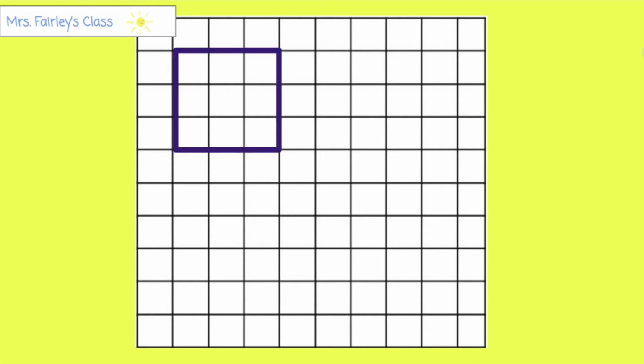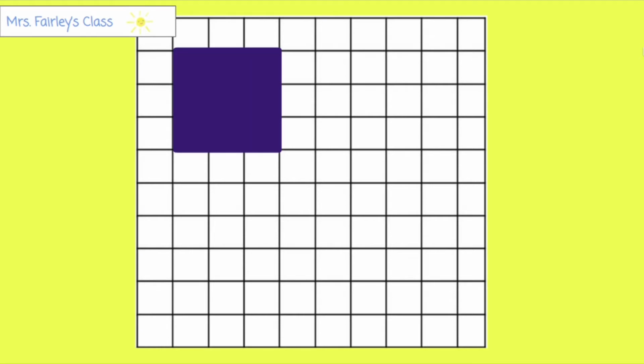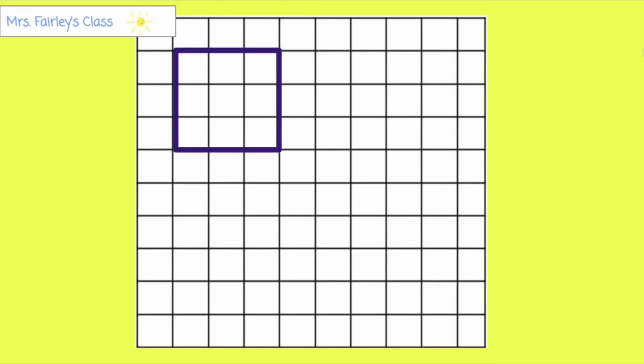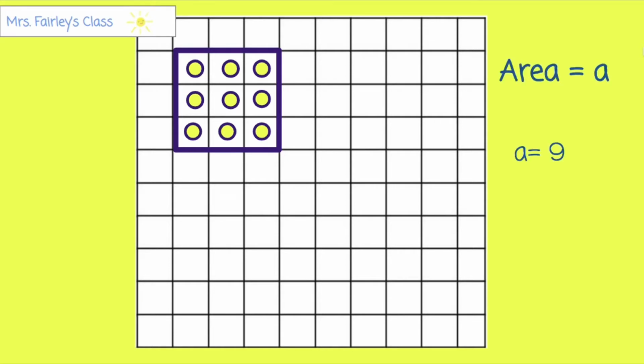Here's a large purple square. We're looking at area, so we're interested in finding how much space this square covers. Let's count the squares to find out. 1, 2, 3, 4, 5, 6, 7, 8, 9. The area of this large purple square is 9 centimeters squared.